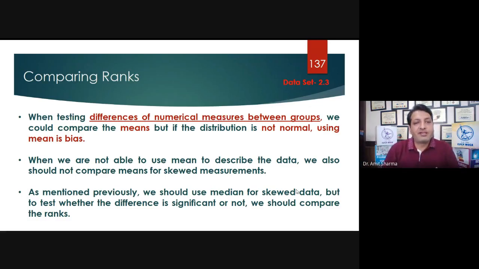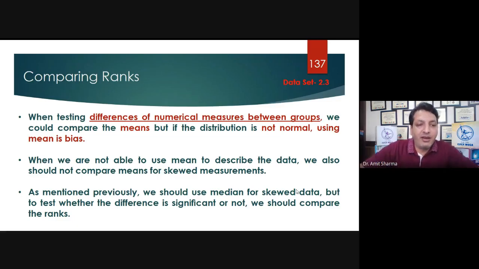Whenever we are testing the difference of a numerical measure between groups, we have to check the normality of the distribution, the same as we did in the one sample t-test, independent sample t-test, and the ANOVA. We have to check the distribution of our numerical variables. If the distribution was found normal, we proceeded with the parametric test. But in this particular test, Mann-Whitney U, we cannot compare the mean. Actually, we are going to compare the median, in the form of ranks.